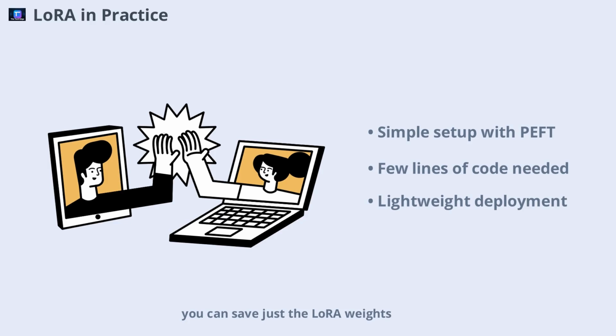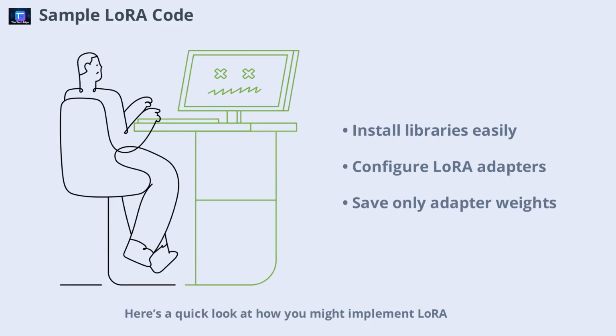Once trained, you can save just the LoRA weights, making deployment lightweight and flexible. Here's a quick look at how you might implement LoRA. You start by installing the transformers, PEFT, and accelerate libraries. Then, load a small model and tokenizer, configure your LoRA settings, and prepare your dataset. Training is handled by the trainer class, and you save only the LoRA adapter weights at the end. This means you can share or deploy your fine-tuned model without moving massive files around. The code is approachable and well supported by the open-source community.